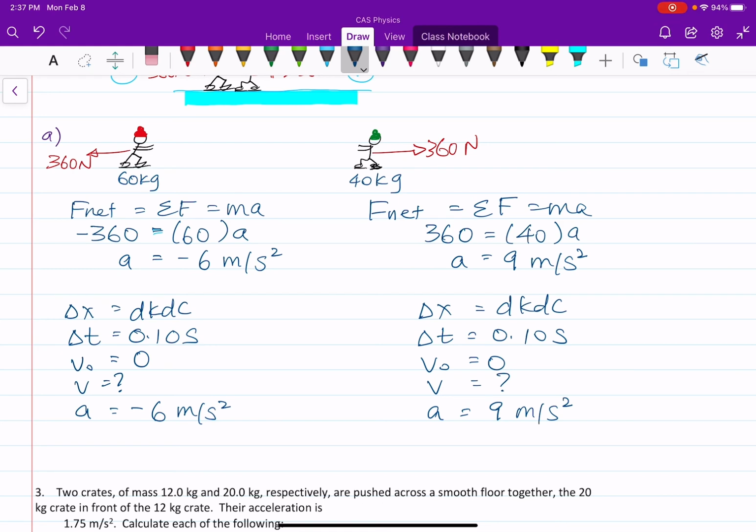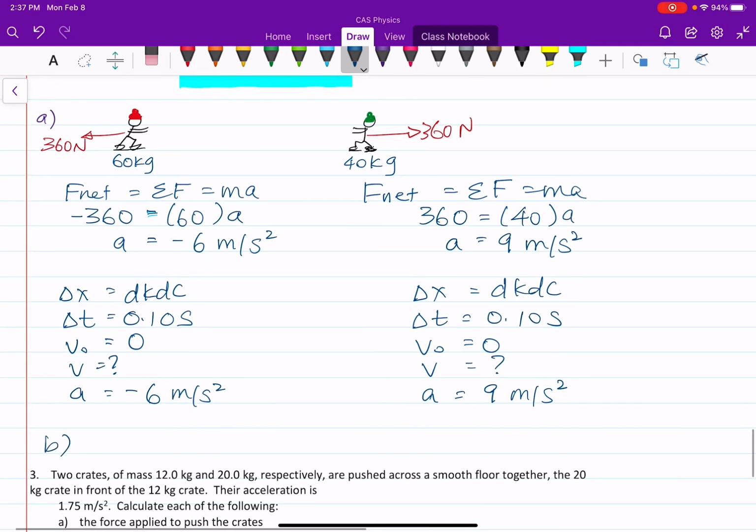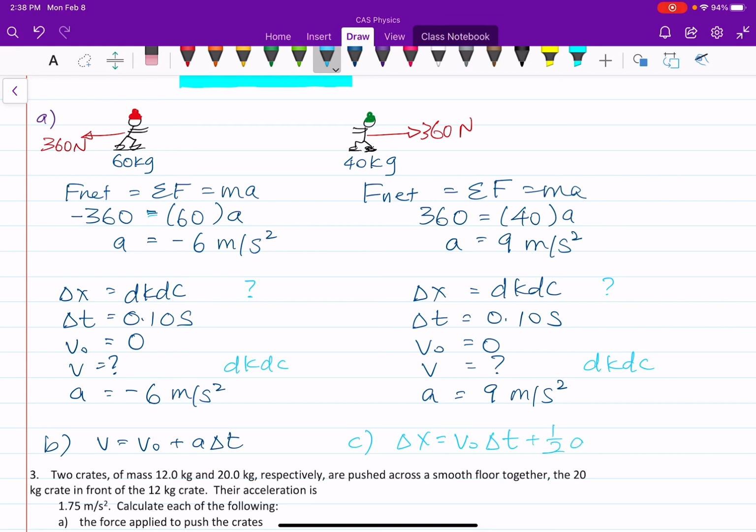So for part B, I'm going to use the equation that doesn't have delta x in it. So V equals V naught plus A delta t. And then for part C, it's just reversing, right? You want to know delta x, you don't care about v. So the equation without V in it, you know that one really well. It's just delta x equals V naught delta t plus 1/2 A delta t squared. So you can apply both of those equations 2 times to get the different answers.